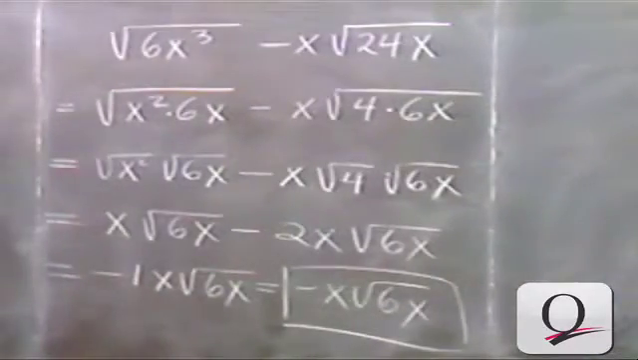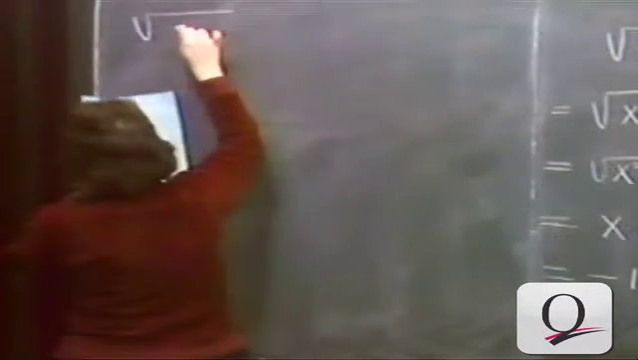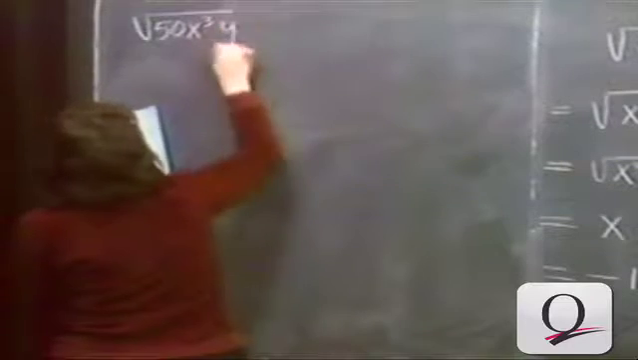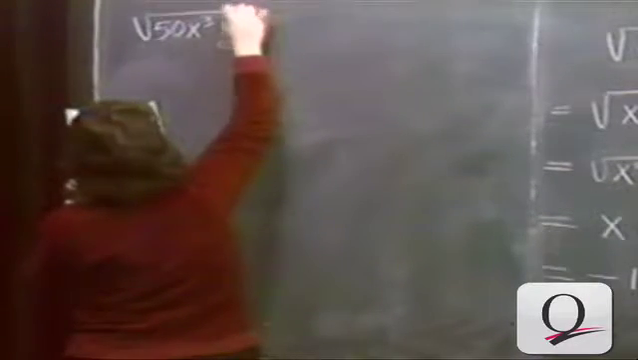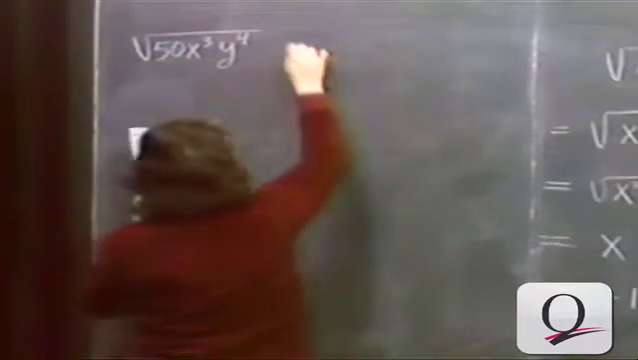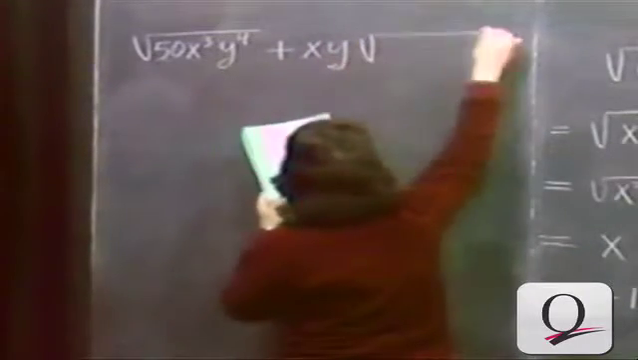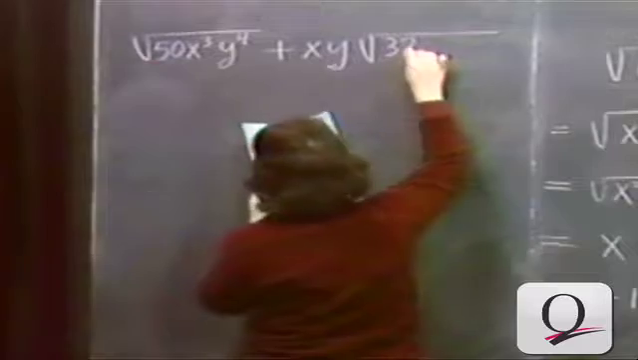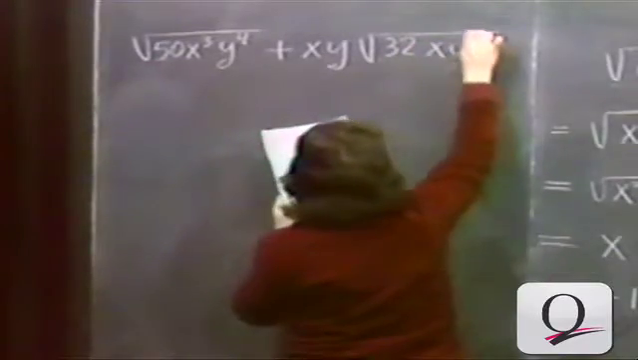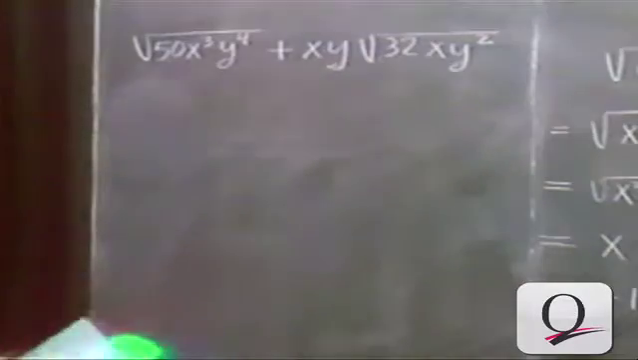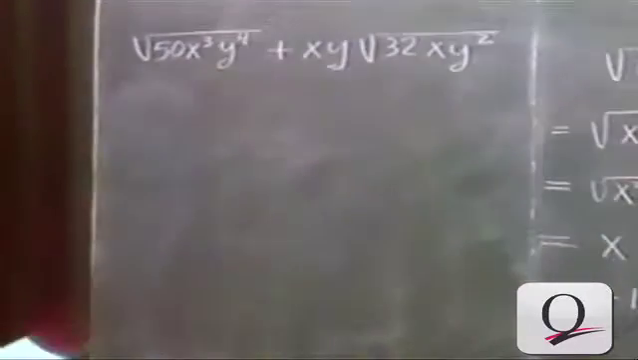Okay, let's try another example. The square root of 50x cubed y to the 4th plus xy times the square root of 32xy squared. Once again, if you want to try this on your own, you can shut the machine off.